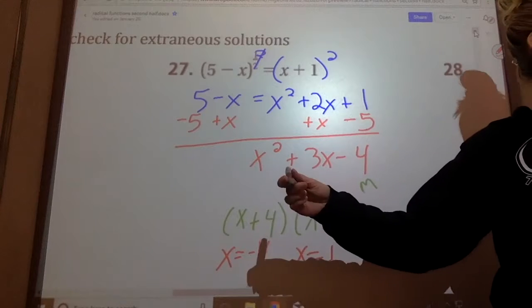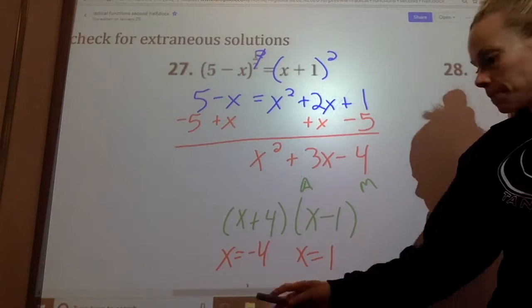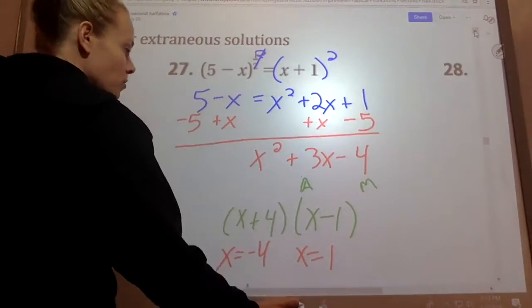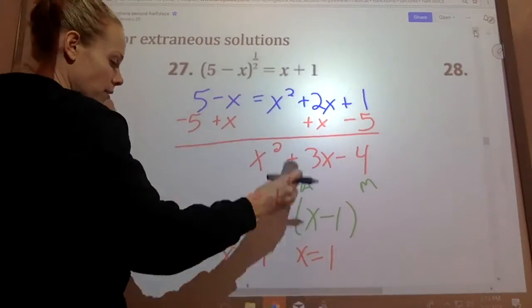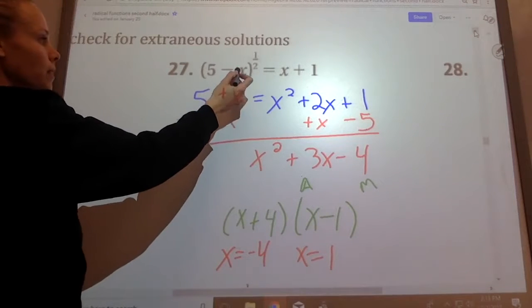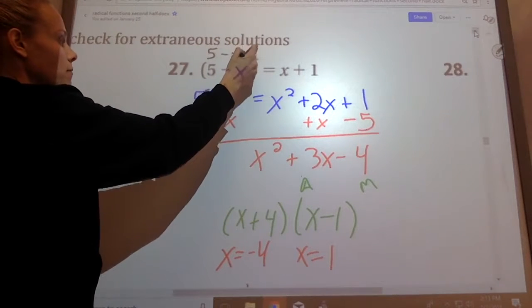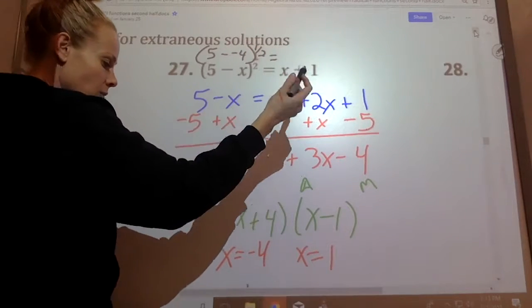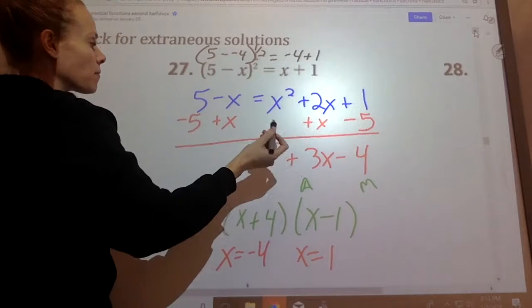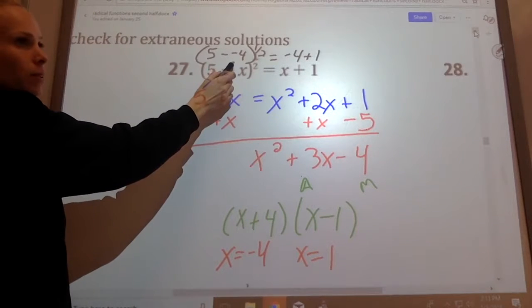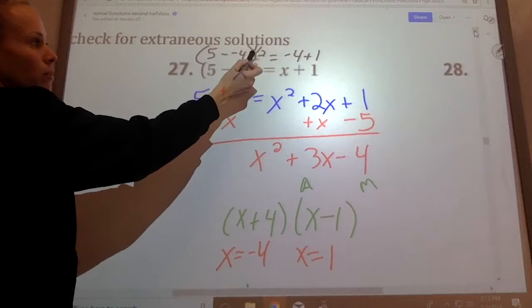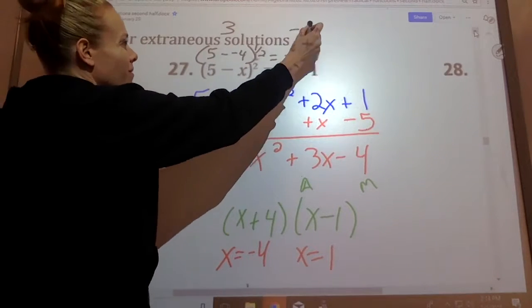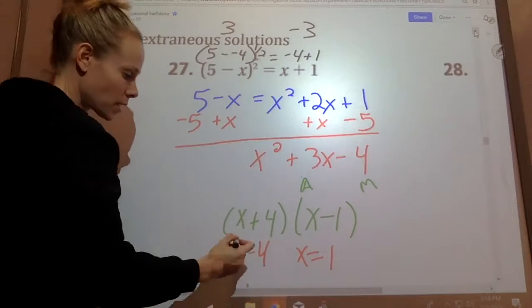But I'm not done because I need to check them. Okay? So let's put negative 4 in and check that. So you have to go back up to your original equation here. Put negative 4 in. So I'd have 5 minus a negative 4 to the 1/2 power. And I'm asking, does that equal negative 4 plus 1? So 5 minus a negative 4 is 9. This means square root. What's the square root of 9? 3. What's negative 4 plus 1? Negative 3. That one doesn't work.